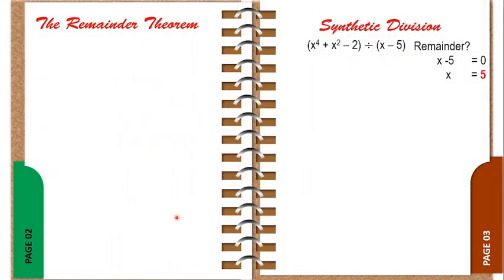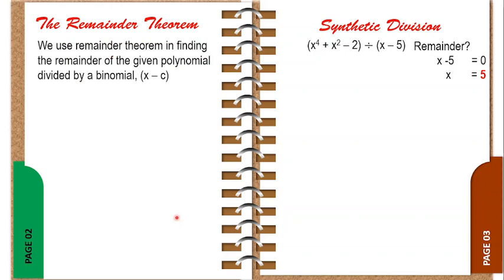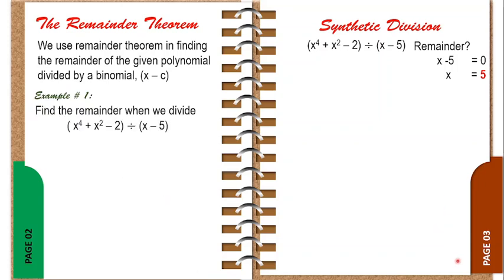What is the use of the remainder theorem? We use the remainder theorem in finding the remainder of the given polynomial divided by a binomial x minus c without actually dividing it, or without actually using long division. For example, number 1, find the remainder when we divide x to the 4th plus x squared minus 2 by x minus 5. First, we let the given dividend equal p of x, and the divisor x minus 5 equal to 0. Using addition property of equality, the value of x is equal to 5.